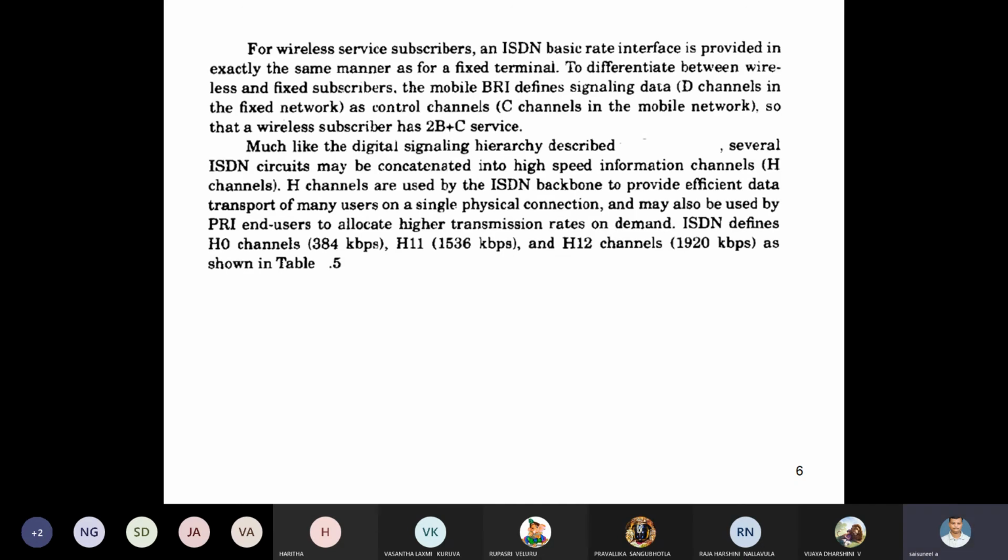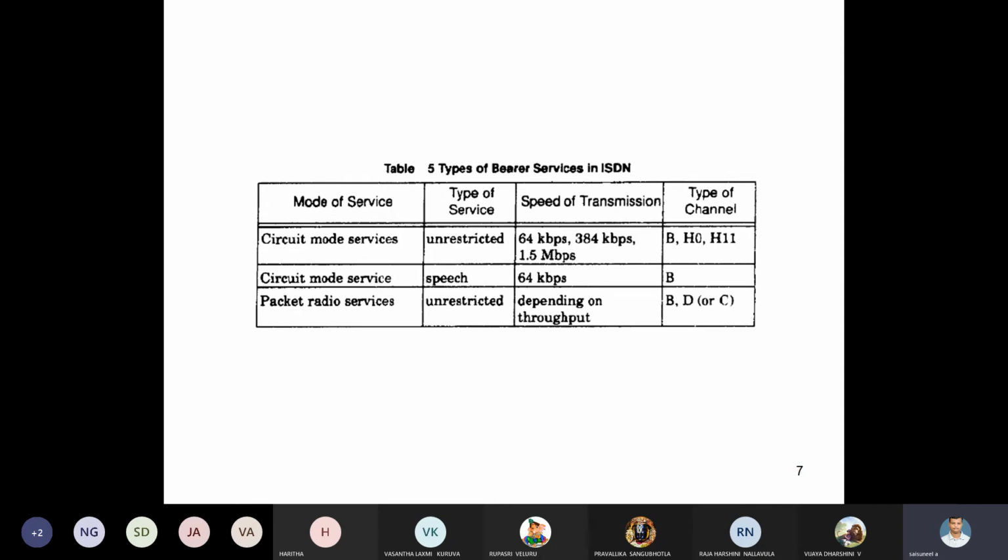After B channels and D channels, the next one is H channels. It's like a hybrid, like H0, H11, H12 channels. That is, H0 is 384 kbps, H11 is 1536 kbps, H12 is 1920 kbps.